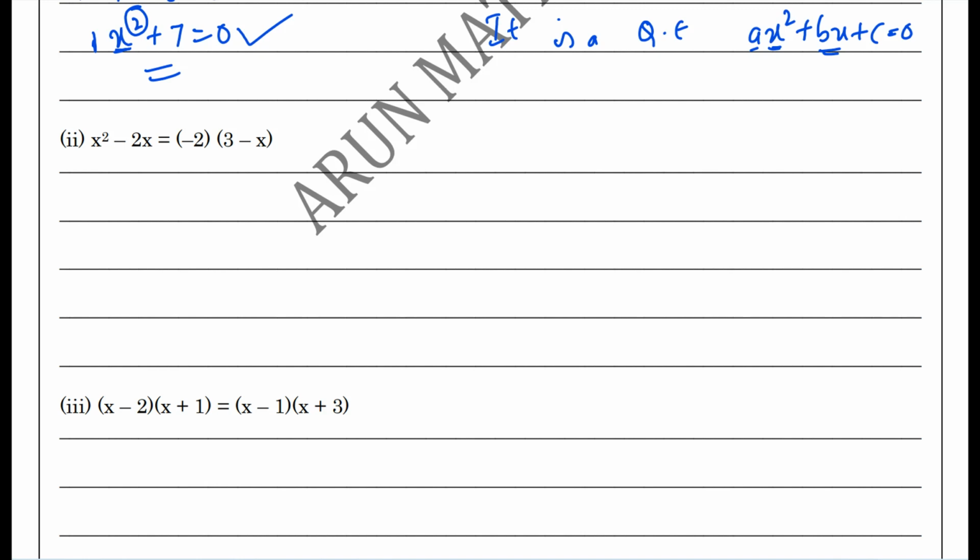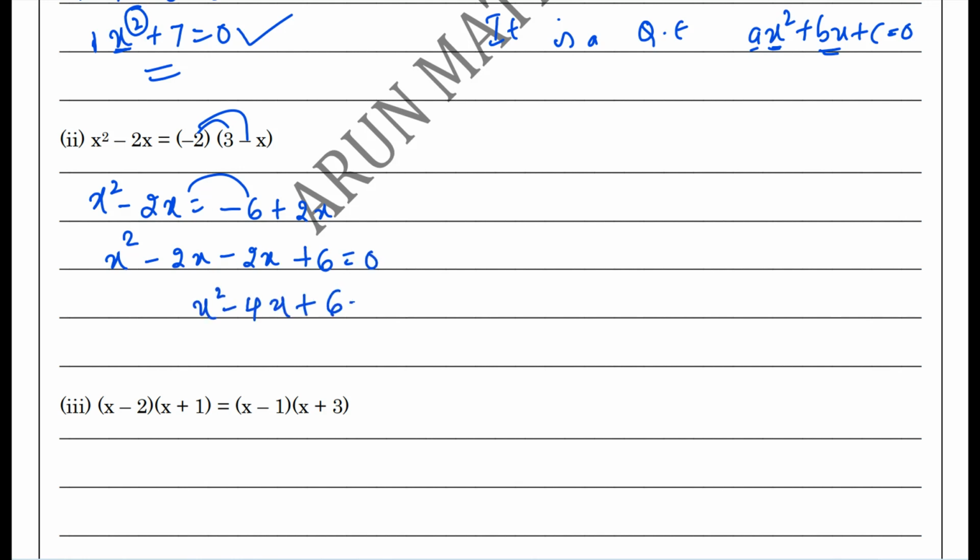X square minus 2x equals minus 2 into 3 minus x. Now x square minus 2x equals what? Minus 2 into 3 is minus 6, minus into minus is plus, 2 into x is 2x. Now shift all the terms to LHS. What does it become? X square minus 2x, plus 2x after shifting becomes minus 2x, minus 6, after shifting plus 6, equals 0. Now we'll get x square minus 4x plus 6 equals 0.